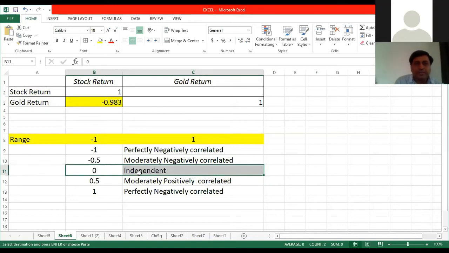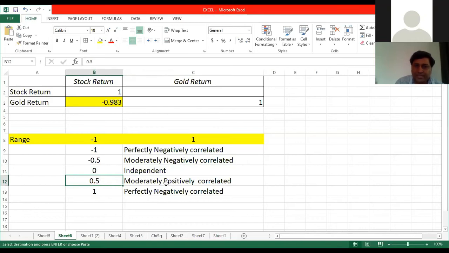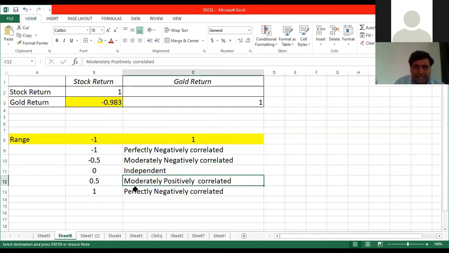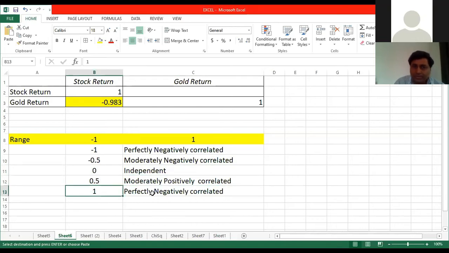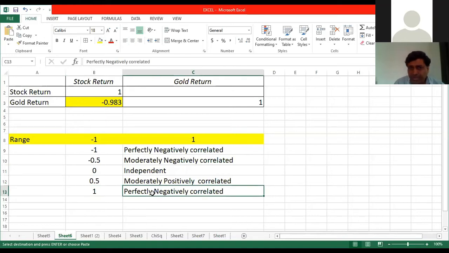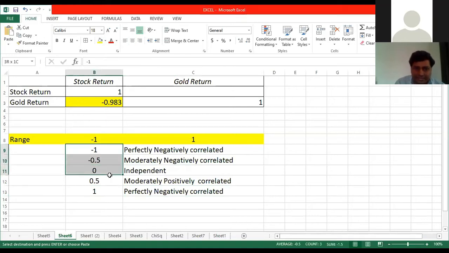They are perfectly moving as per their own wish. Then you may have, say, 0.5. 0.5 simply says it is positively correlated, and minus 1 is called perfectly negatively correlated. Now let's understand these values and the minus and plus sign. Here in this case it is coming out to be minus 0.983.